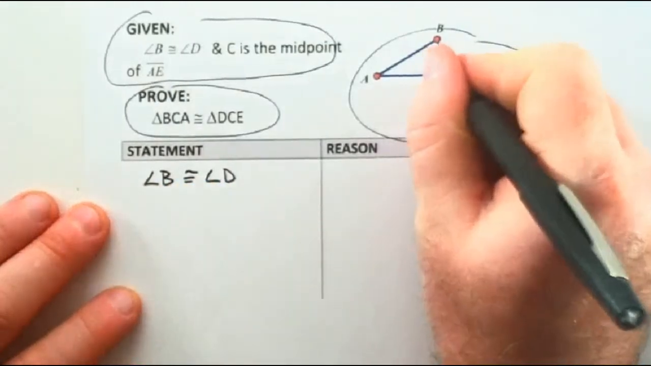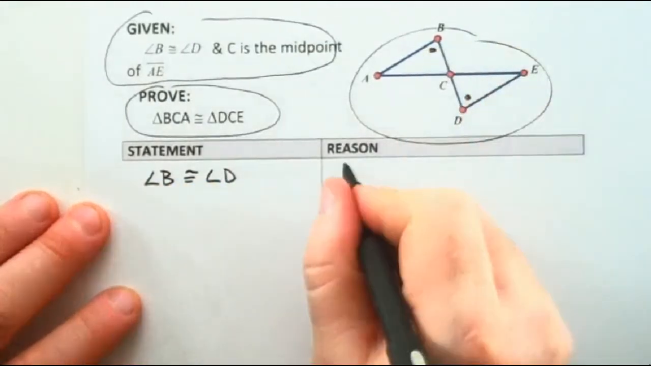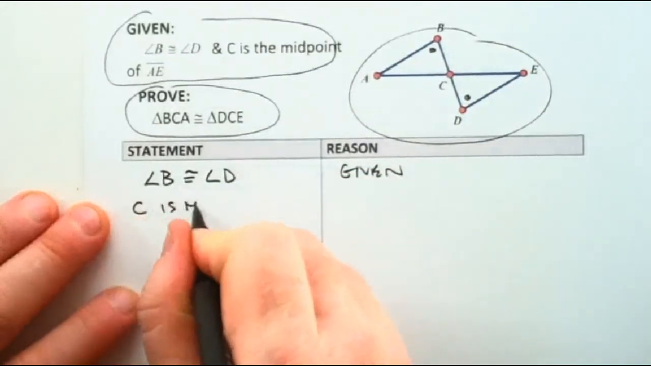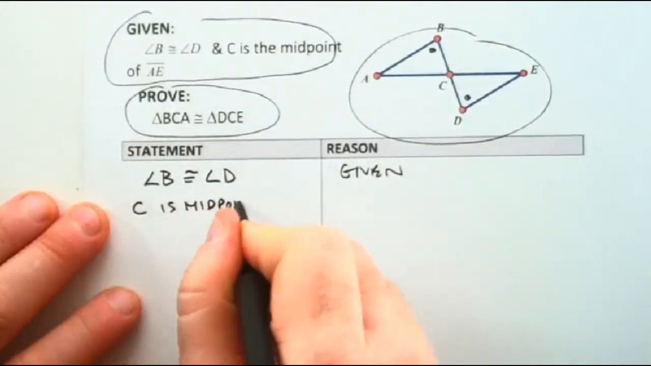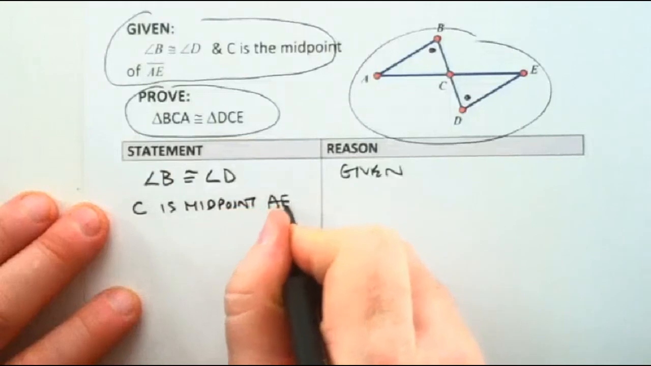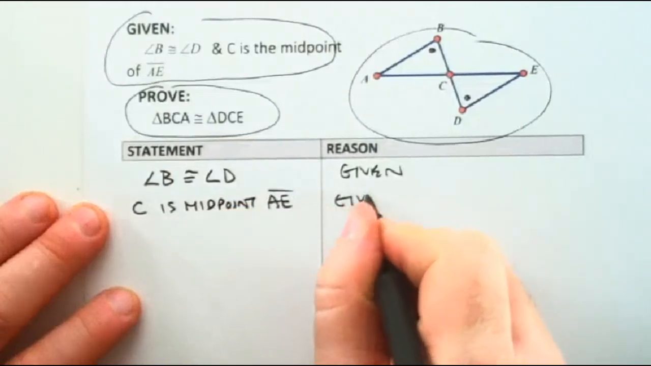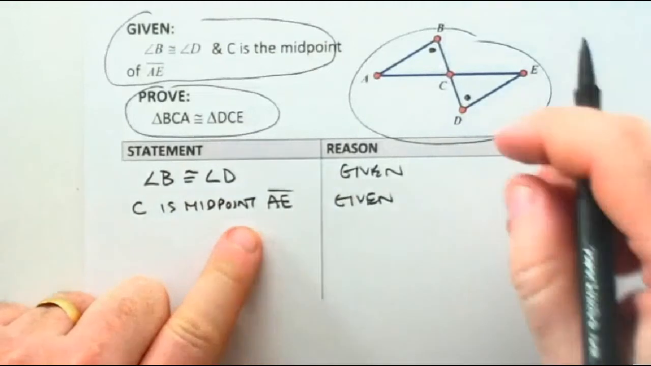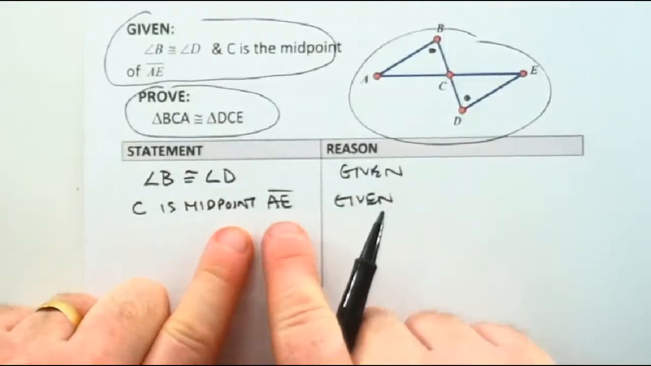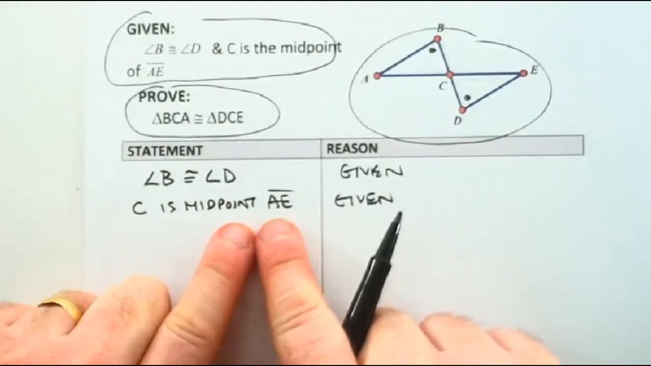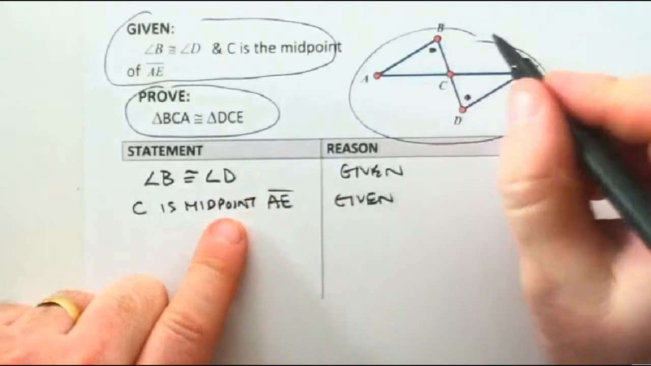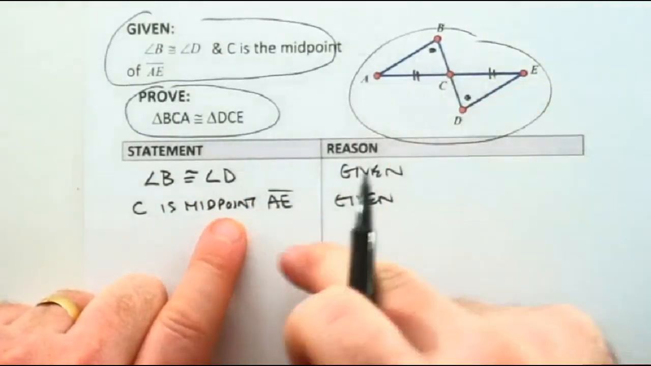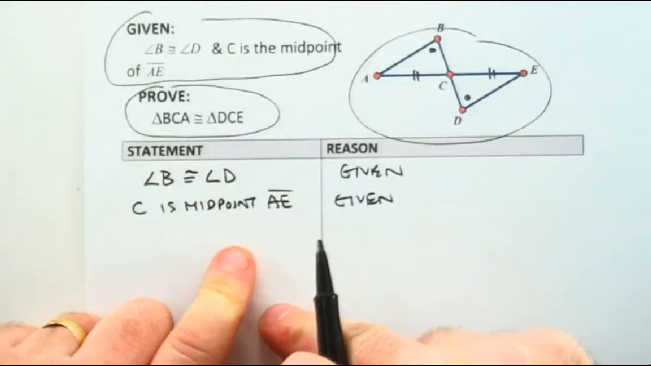B is equal to D, sounds good, that was given. And C is the midpoint of AE, given. Now watch carefully here. What I'm about to do, this is why this example is being done. A lot of students go, oh, that means C is the midpoint of AE, and mark this, which is true, and then begin working from there.